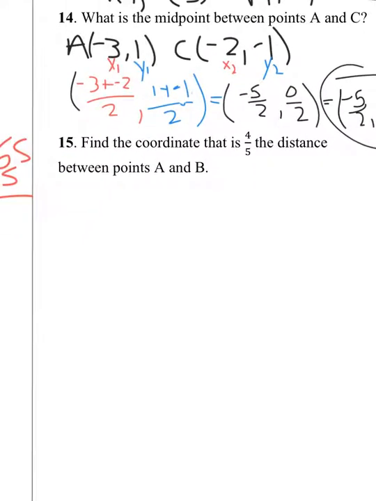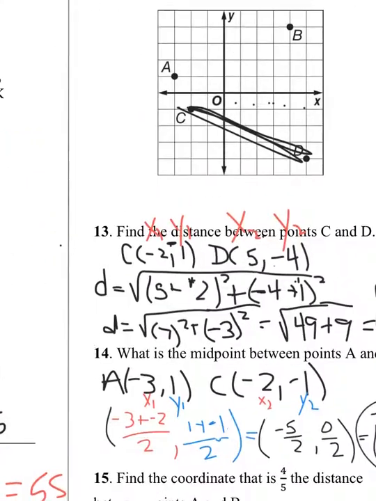So last one, I should have done this in class with everybody, but of course I'll do it here in case you were gone or just in general. Find the coordinate that is 4/5 the distance from A to B. A is located at negative 3, 1. And B is located at 4, 4.